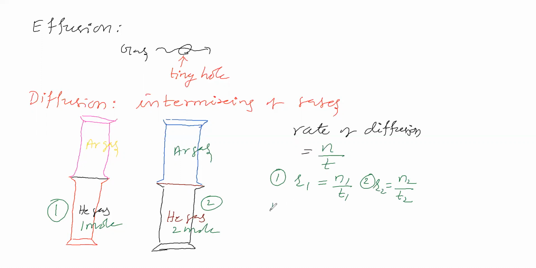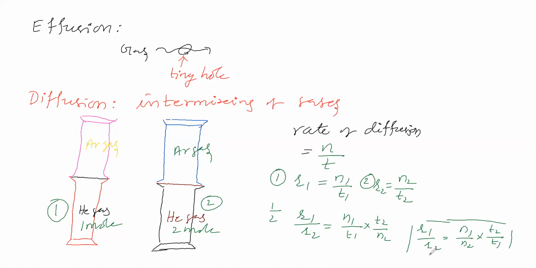Next, let us divide 1 by 2. Now we can say R1 by R2 is equal to N1 by T1 into T2 by N2. So we can get R1 by R2 is equal to N1 by N2 into T2 by T1. This is called relative rates of diffusion. Relative rates of diffusion is nothing but this one.